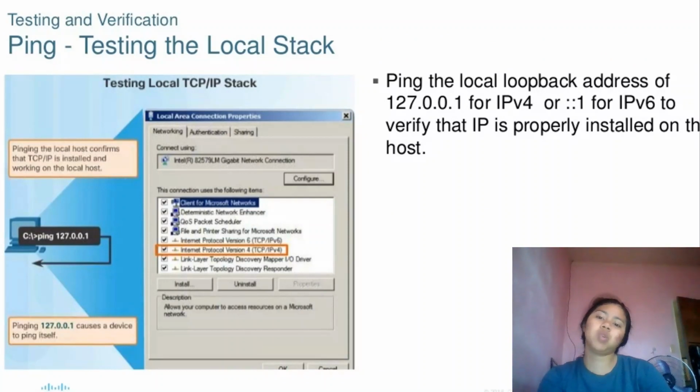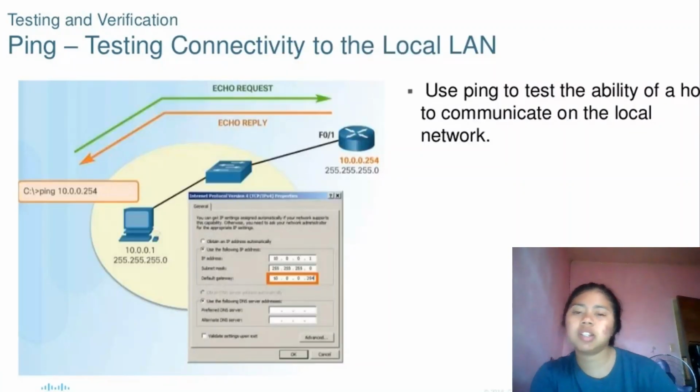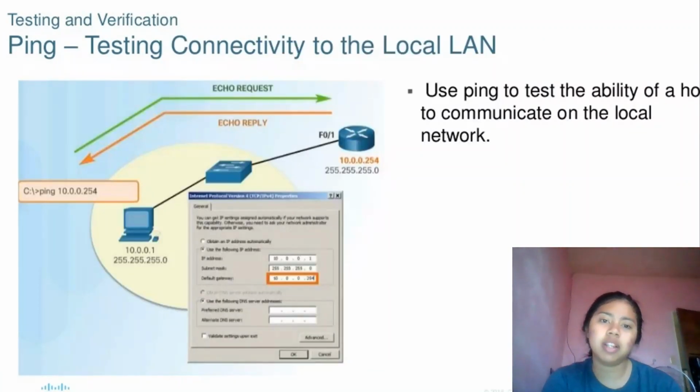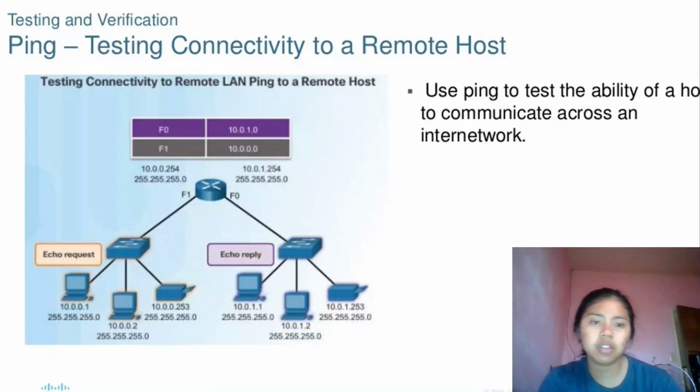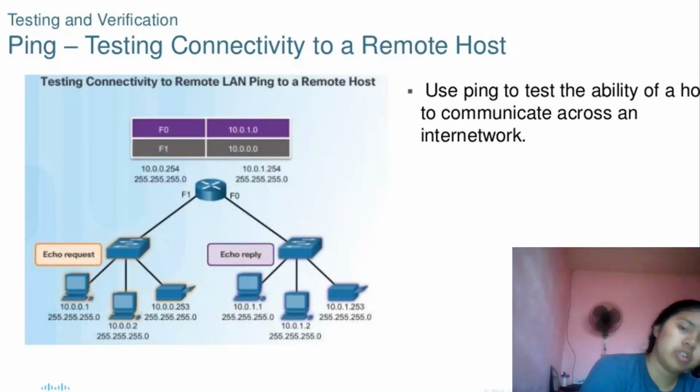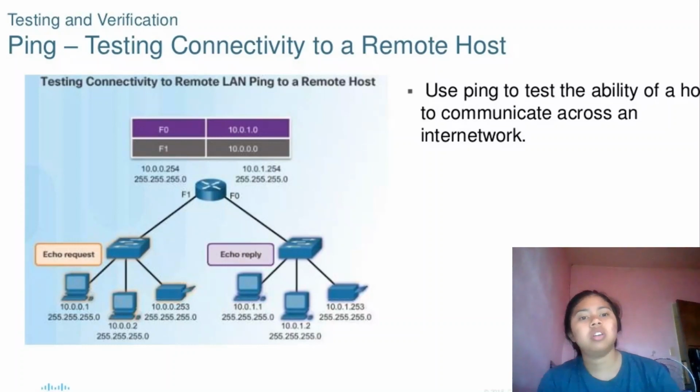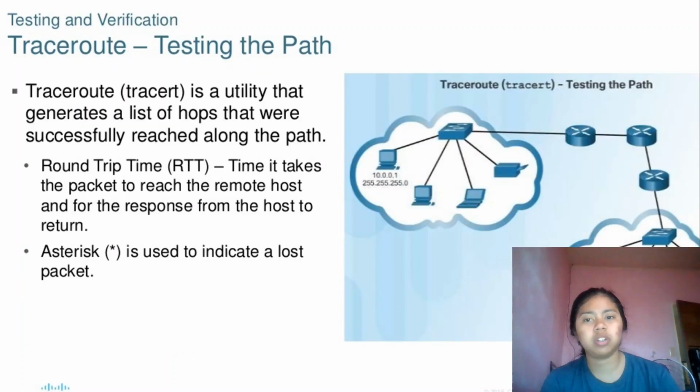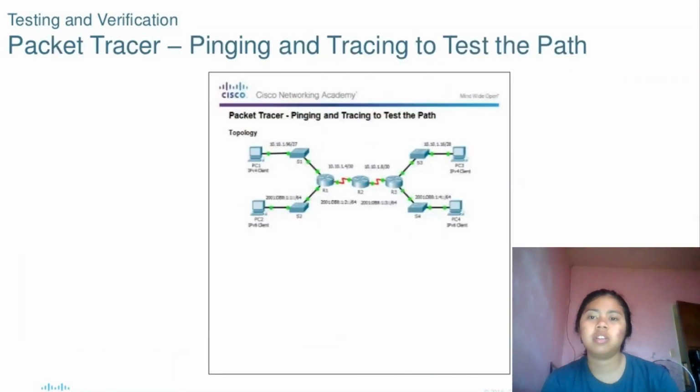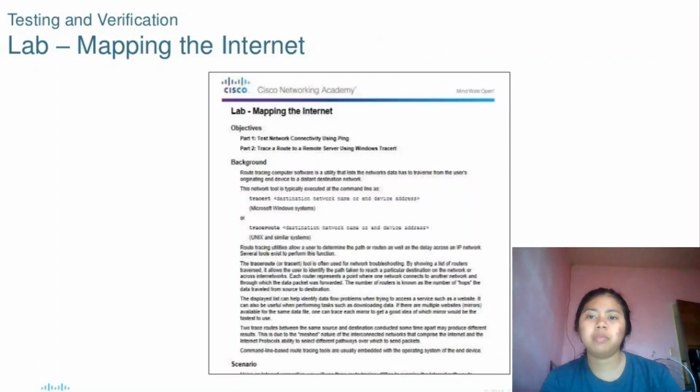Ping: testing the local stack. Testing the connectivity to the local LAN. Testing connectivity to a remote host, to test the ability of the host to communicate across an entire network. Traceroute: testing the path, mapping the internet.